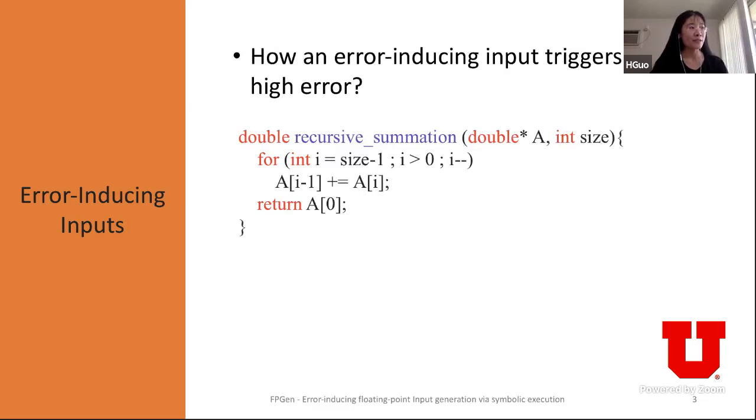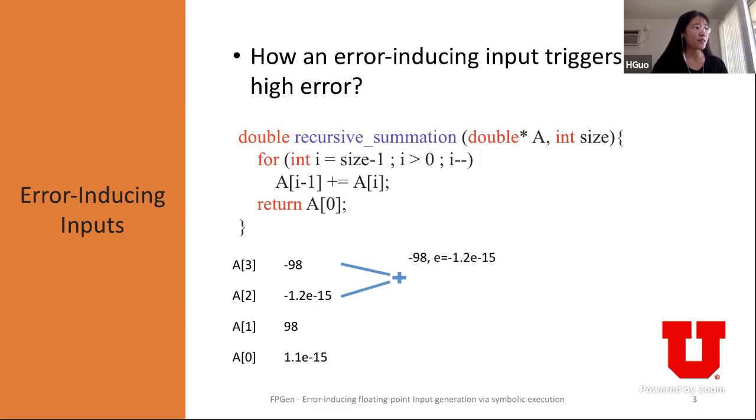To find a way to generate error-inducing inputs, we first examine how an error-inducing input triggers a high error. So we use a program that implements recursive summation as an example. This program takes an array as input. We manually crafted an input array that can trigger a high error in this program. In the first operation, it adds A3 to A2. The result is negative 98. And E represents the error in the result.